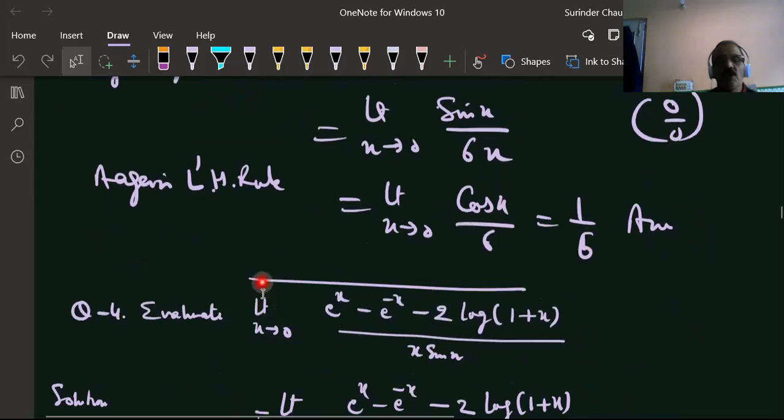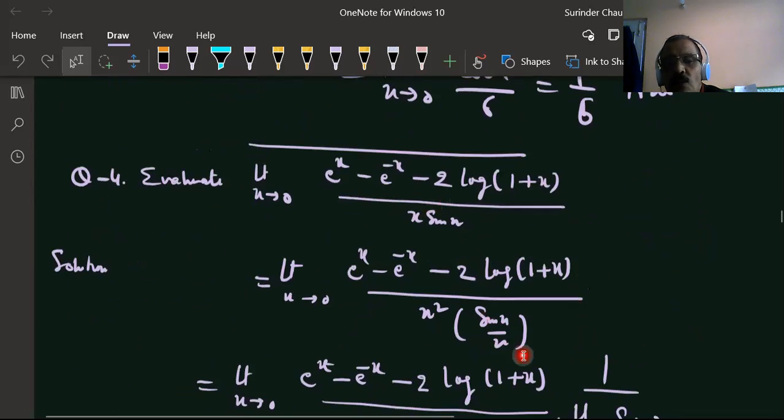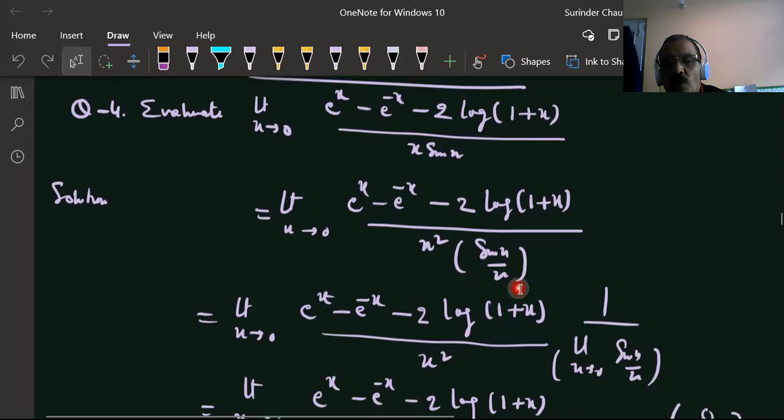Now evaluate the limit x approaching 0 of e to the 2x minus e to the minus 2x minus 2 log of 1 plus x upon x sin x. Now this sin x is here. You can divide the denominator as x square times sin x upon x, and take the limits separately. Limit x tends to 0 of sin x upon x is equal to 1. So we are left with limit x tends to 0 of e to the 2x minus e to the minus 2x minus 2 log of 1 plus x upon x square. Now put x equal to 0: this is 1 minus 1 minus 0, since log of 1 is 0.